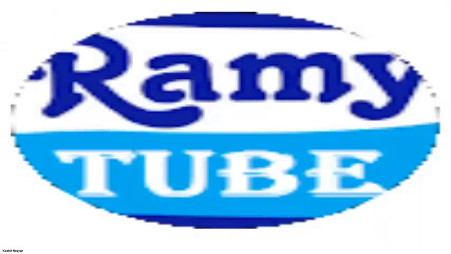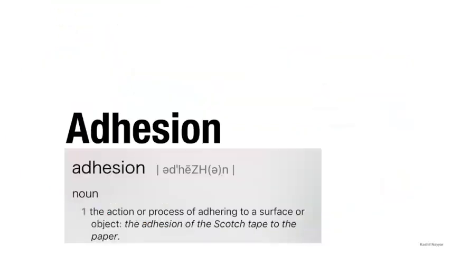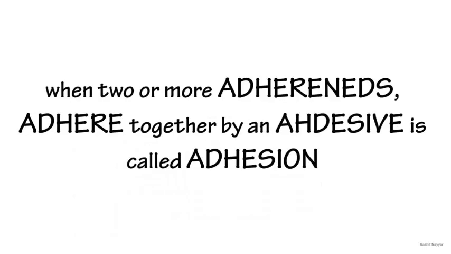So today we are going to discuss the fundamental concepts of enamel and dentine adhesion. Adhesion is simply defined as the joining together of two independent materials, for which contact is maintained without the aid of external force. Or, in a more funny way, when two or more adherents adhere together by an adhesive, it is called adhesion.